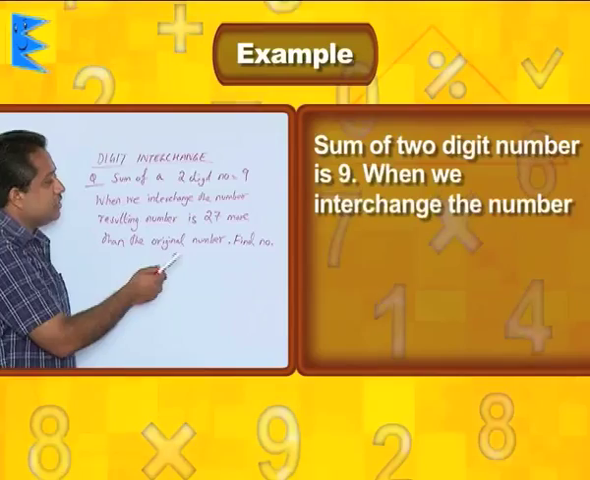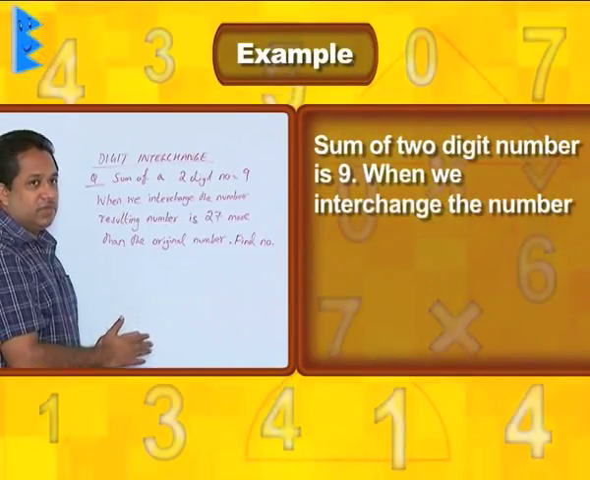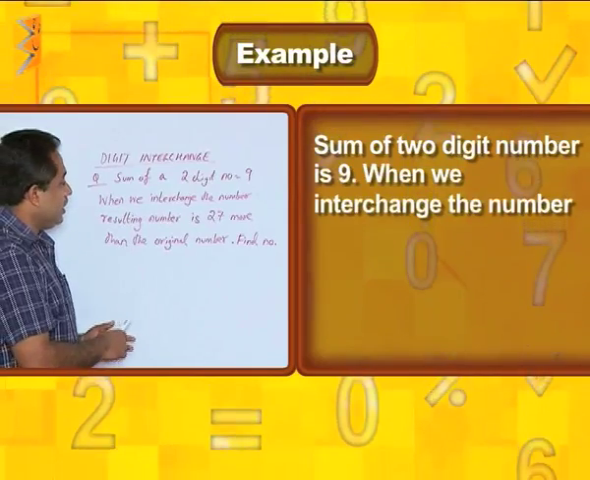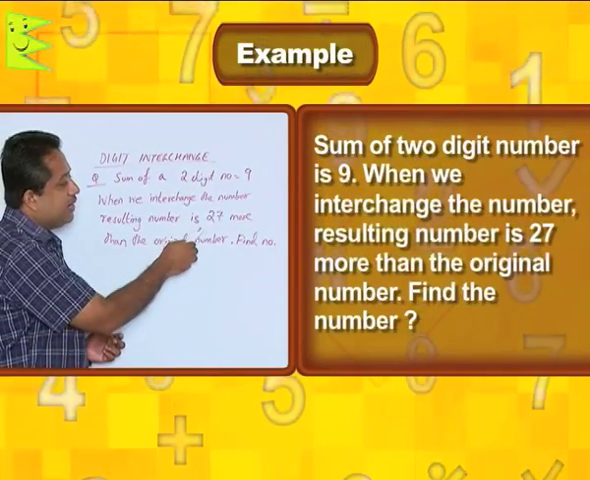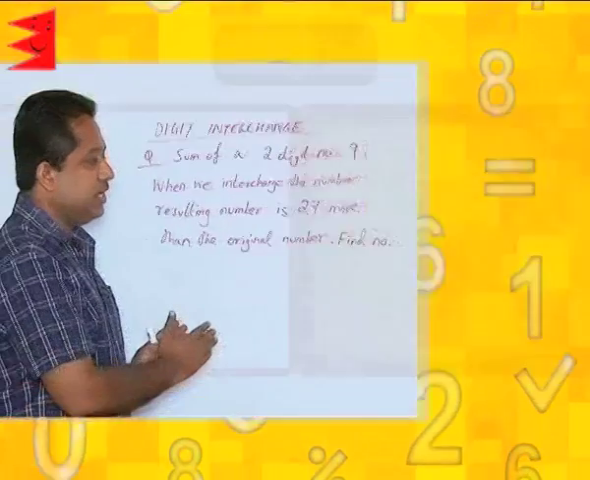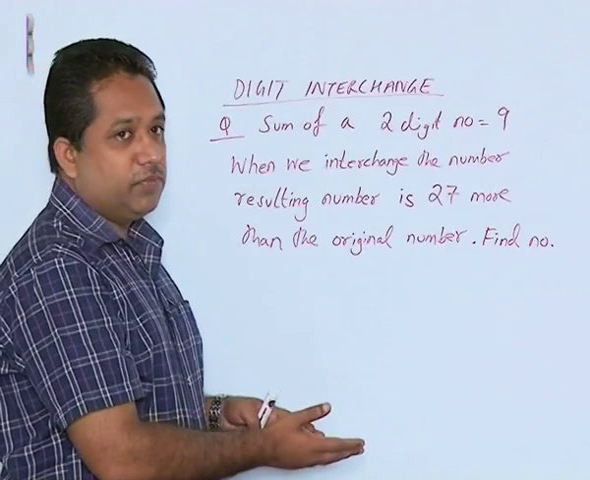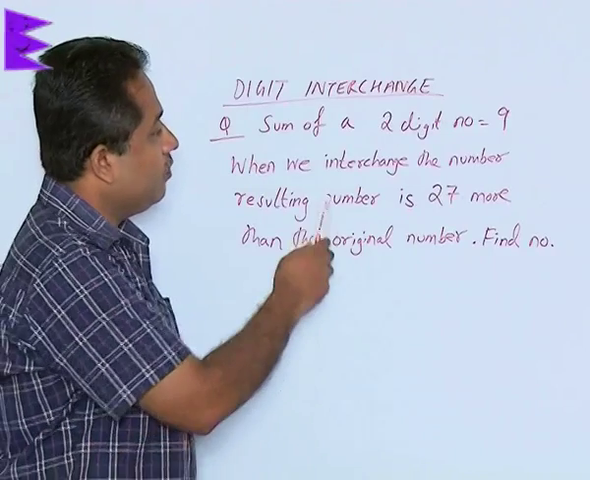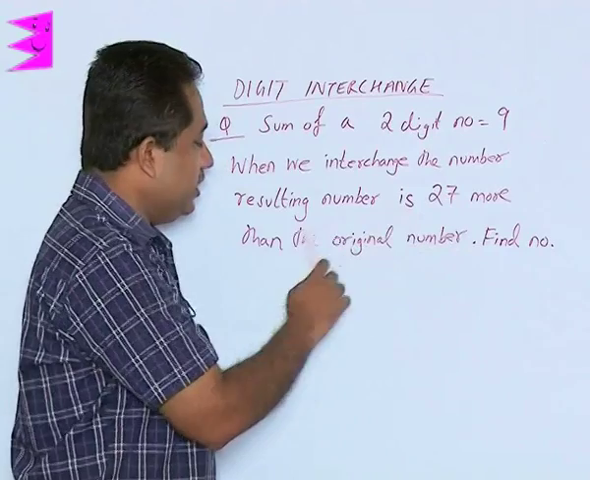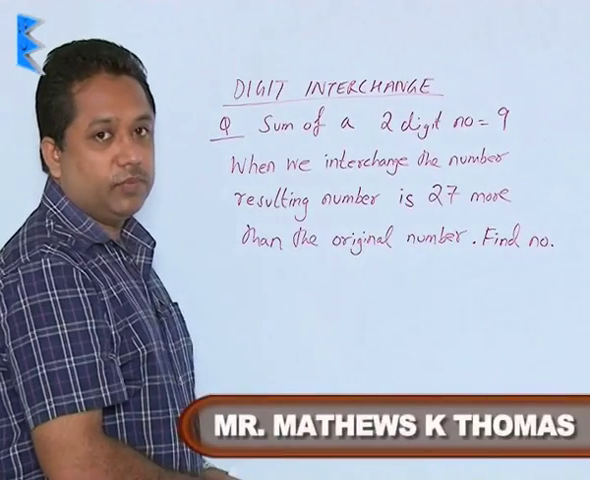When we interchange the number, interchanging means suppose the number is 32, we have to reverse the order, 32 becomes 23. The resulting number is 27 more than the original number. So, you have an original number and you have a reverse number, and as per the question, when we interchange the number, the resulting number is 27 more than the original number.